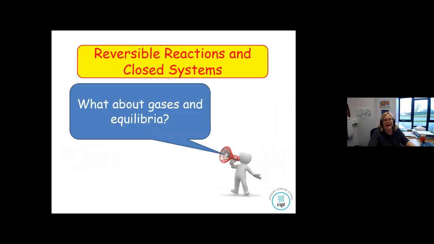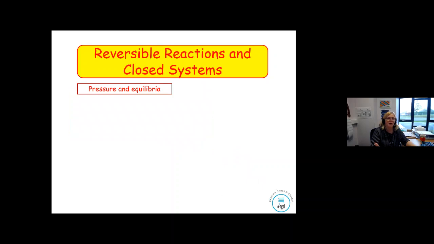Right, so what about gases? Some of the reactions, and certainly the ones that you need to know in depth for the final unit, which is the Haber process and contact process, involve gaseous atoms. So what about gases and equilibria? Does that have any further considerations you need to think about? Well, yes, it does. So pressure and equilibria, as I'm sure you're already aware of.